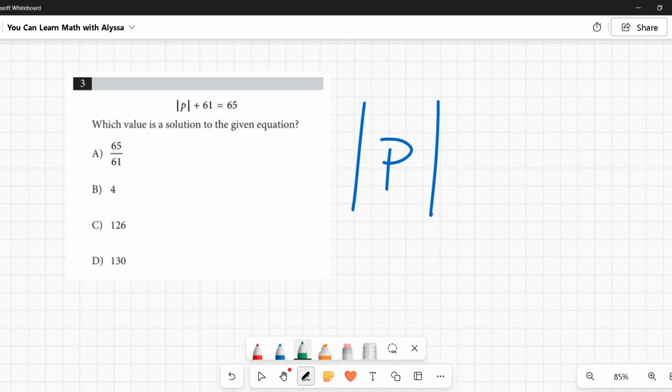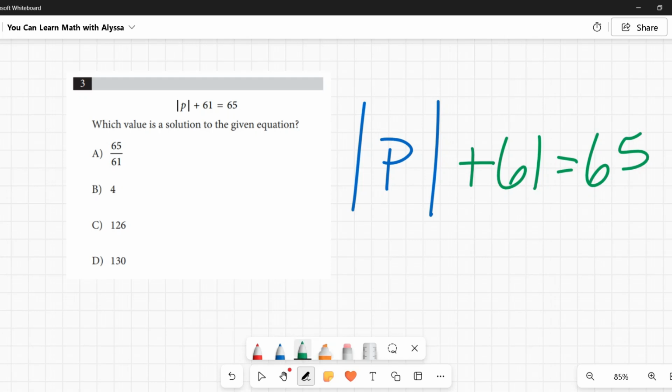It means if p was positive, it stays the same. If p is negative, it becomes positive when you take its absolute value. So anytime you're solving an absolute value equation, you have to account for both options. What if p is positive? What if p is negative? And solve for both. So here we have the absolute value of p plus 61 equals 65.